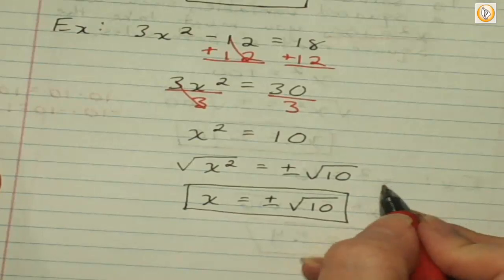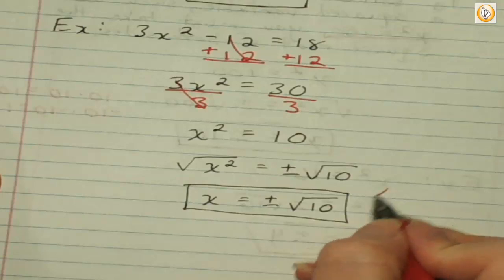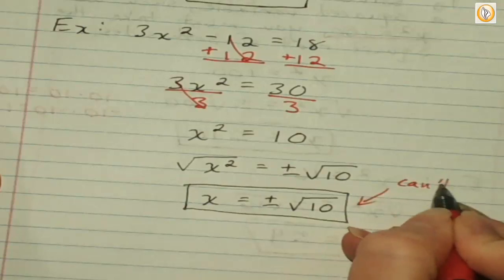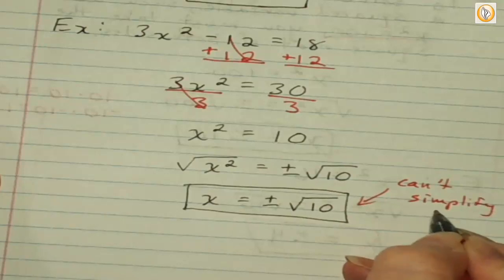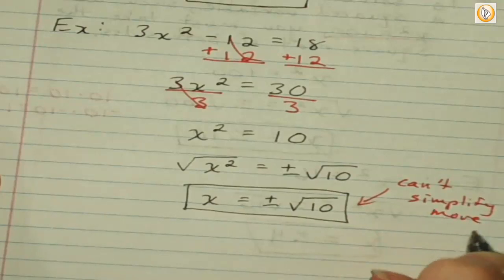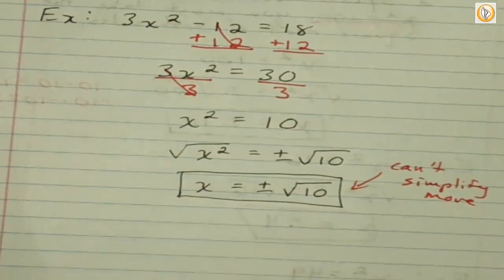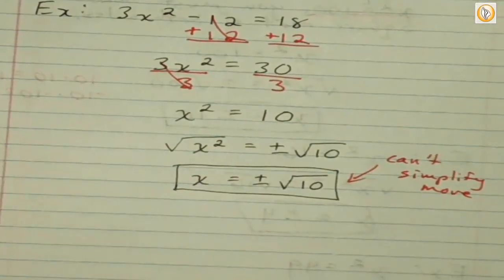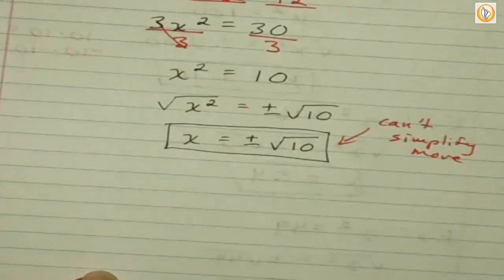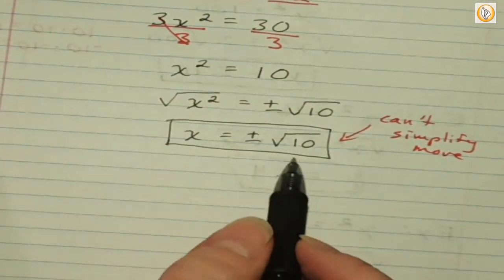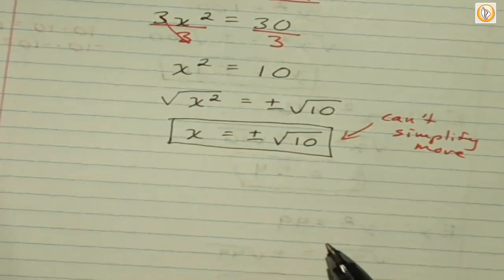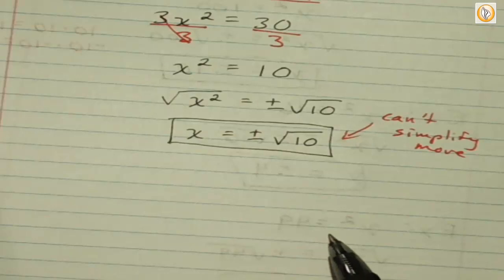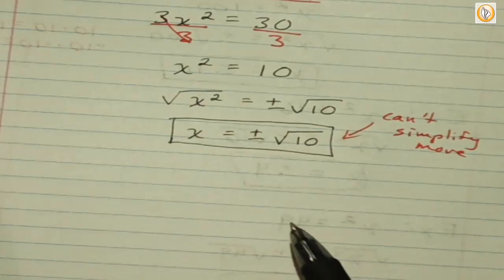Okay, so because you can't simplify this more, you just leave it. Because there's nothing times itself that'll give you 10, it is as simplified as it can get.